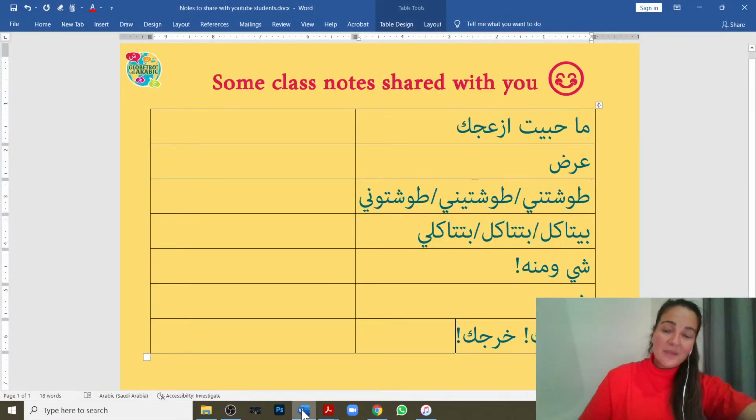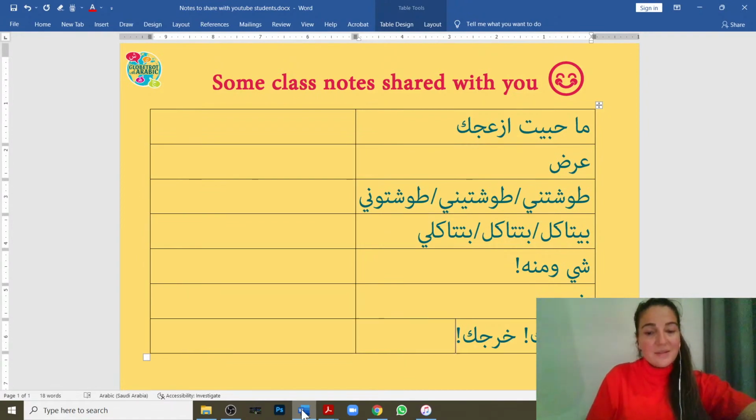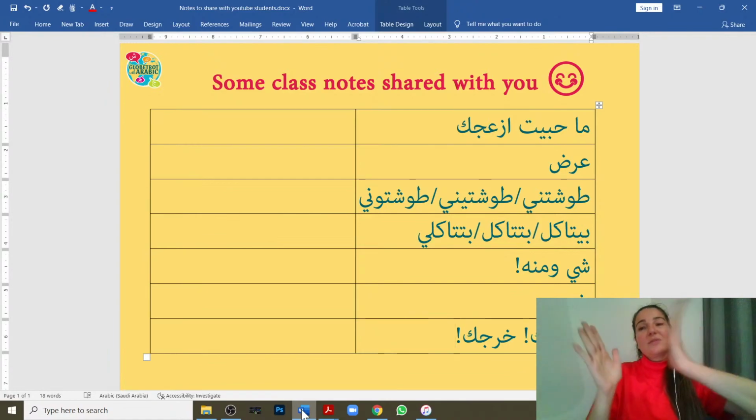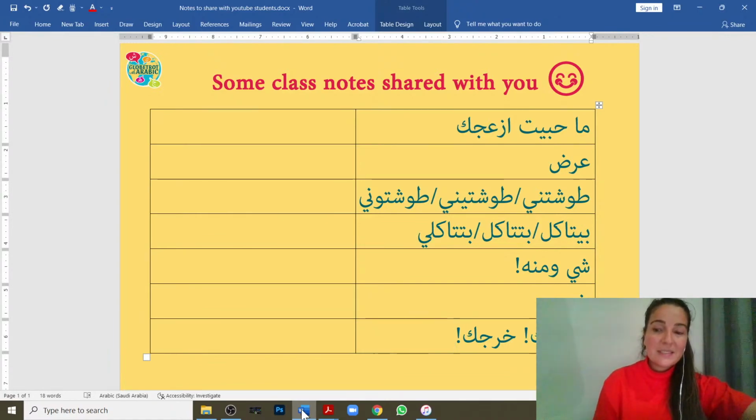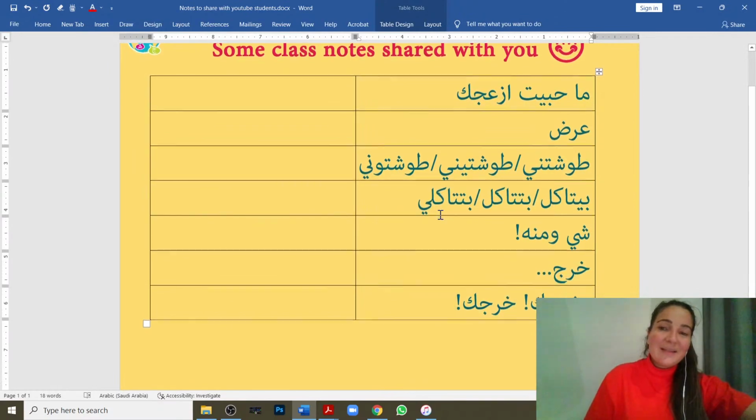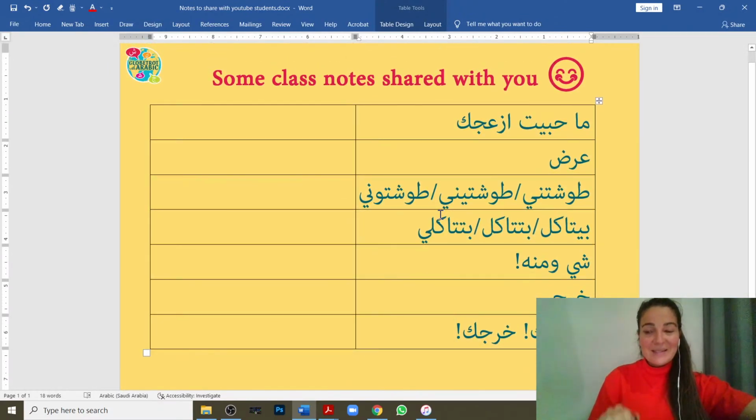This is going to be, as always, a Levantine Arabic lesson, a Lebanese Arabic lesson. So when I say Levantine, it falls under the same category of the Levantine dialect, and when I say Lebanese, it falls under the same category of the Levantine dialect, which is spoken in Lebanon, Jordan, Palestine, and Syria.